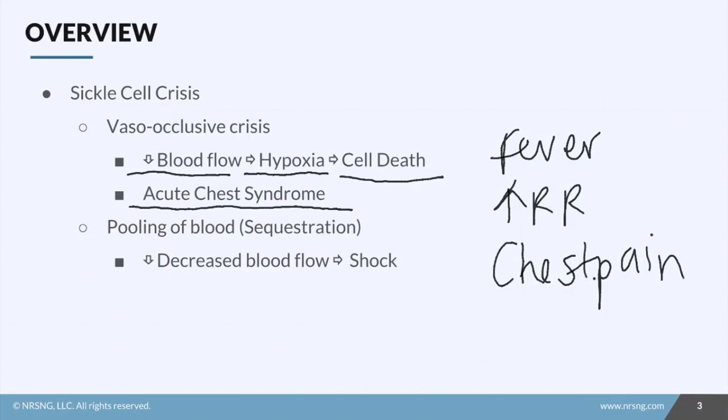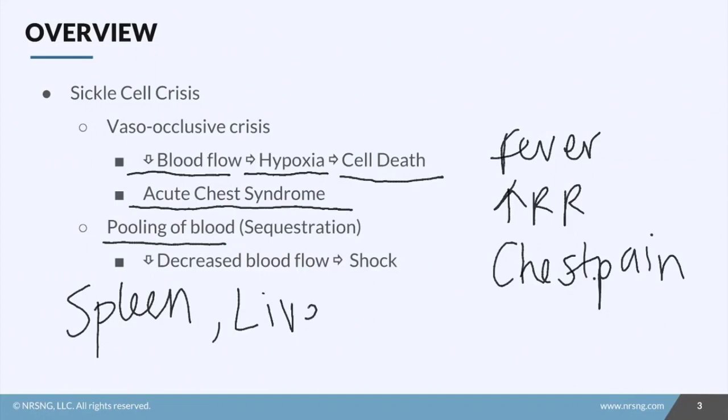The second kind of crisis is when blood is pooling or gets trapped in certain areas of the body. This is all because of the sickling. The blood is getting trapped in an area, and this is called a sequestration crisis. The most common locations for this are the spleen and the liver. What this looks like for the patient is a decreased amount of circulating blood, so they are hypovolemic. If we don't reverse it, this can turn into shock. So these are all really important things not to miss when you're assessing your patient who is in a sickle cell crisis.